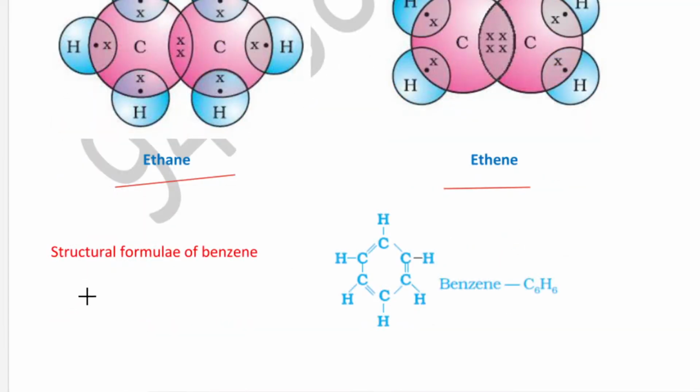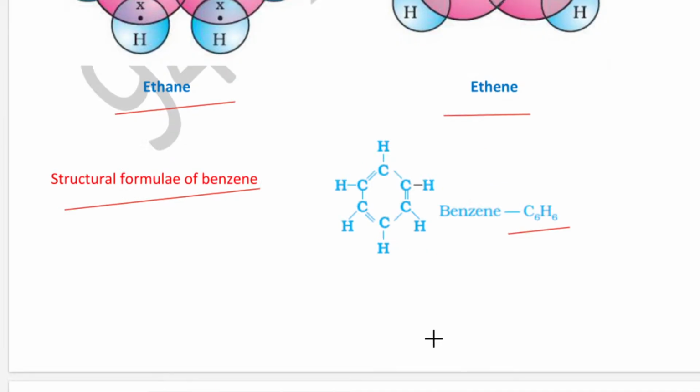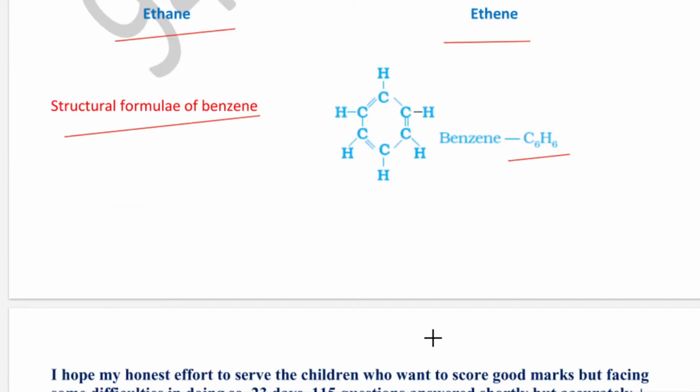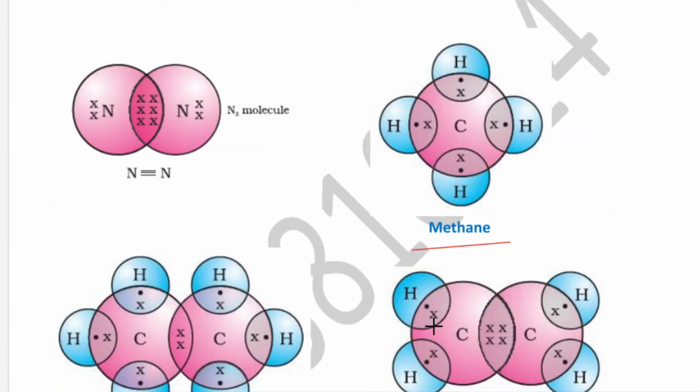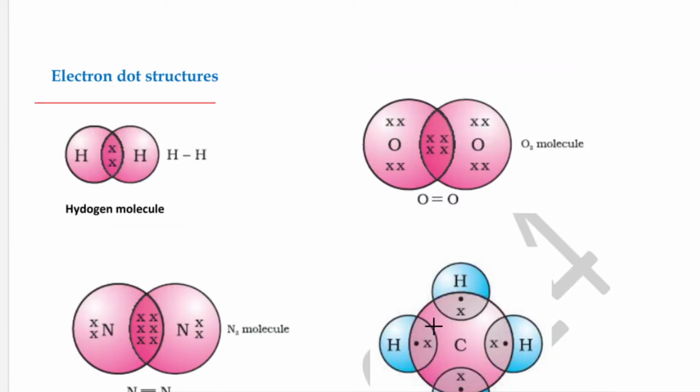Next, structural formulae of benzene, C6H6. These are some of the important electron dot structures which may be useful for the examination.